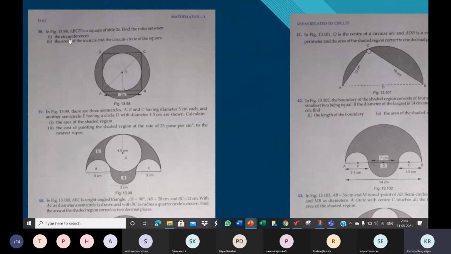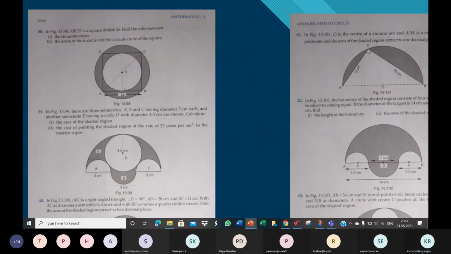Now to find the ratio of the circumferences, children, don't find the circumference. Find the ratio straight away: 2 pi small r by 2 pi capital R. Don't find the numerical values and waste time. The 2 pi in the numerator and denominator gets cancelled. So the ratio is nothing but small r by capital R, which means a by root 2 a, which is 1 by root 2.